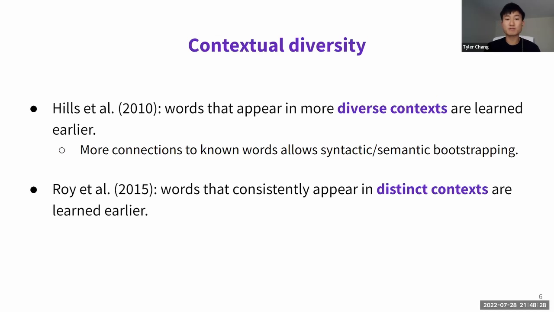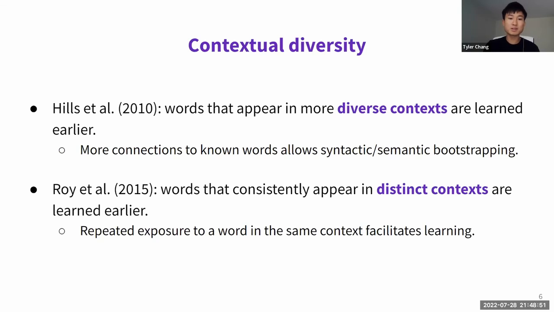However, previous work has also found that words that consistently appear in what they call distinct contexts are learned earlier. They quantified distinctness using a measure over a word's co-occurrences or occurrences in time, space, and semantic topics, and they found that more distinct words, or words that appeared more in distinct contexts, tended to be learned earlier, suggesting that, intuitively, repeated exposure to a word in the same kind of unique context facilitates learning. And in this case, diverse contexts and contextual diversity might simply add noise to the word learning process for young children.